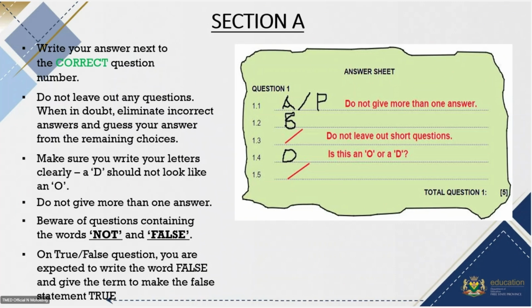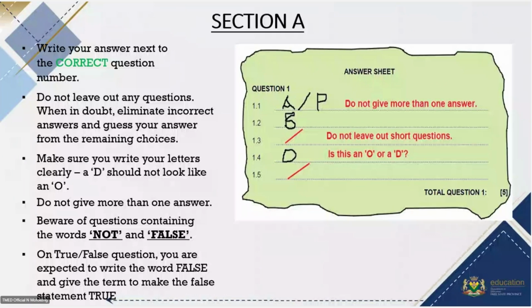Please make sure that you write letters clearly. A D should not look like an O, because now it will become a challenge if on the options that you are given, we also have option O. Then it is difficult for a marker to decide or to determine if your answer was actually D or was actually O. So please ensure that you write the letters clearly so that it is easy for the marker to mark your answer. Do not give more than one answer.